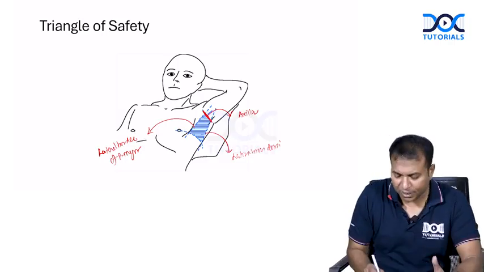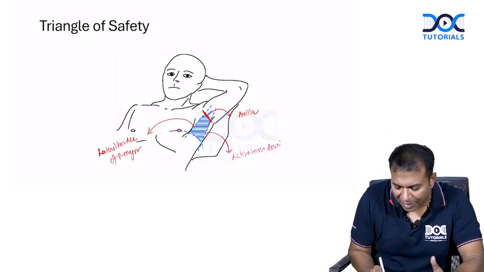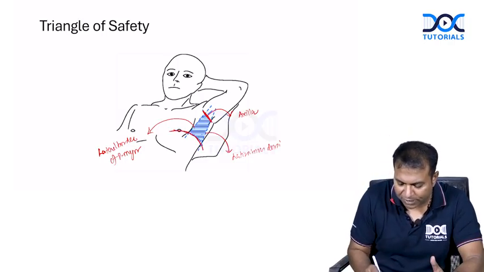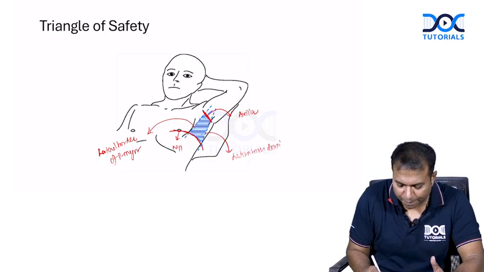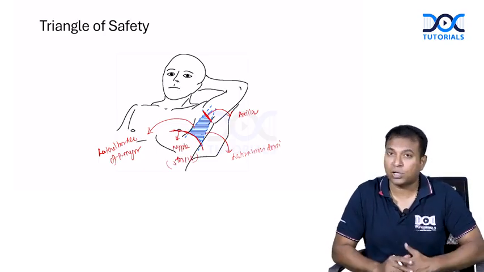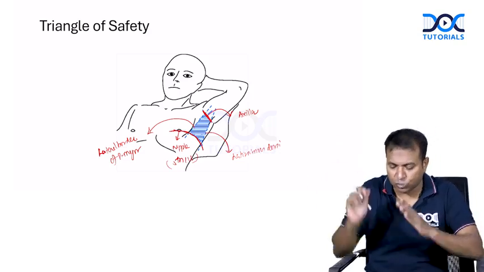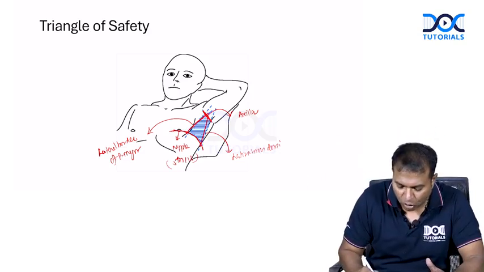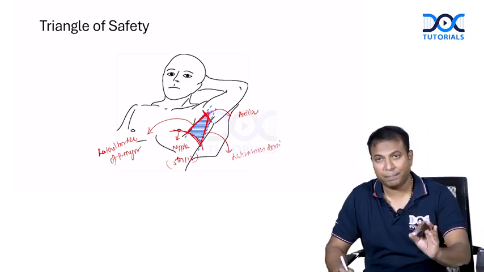In between this, the inferior boundary is formed by a line drawn at the level of the nipple. You can see it is at the level of the nipple. So this corresponds to the fifth intercostal space. It corresponds to the fifth intercostal space. We draw a line horizontally. So this triangle is called the triangle of safety.